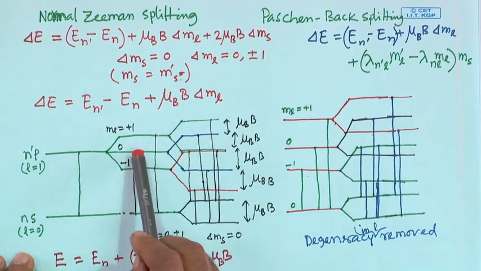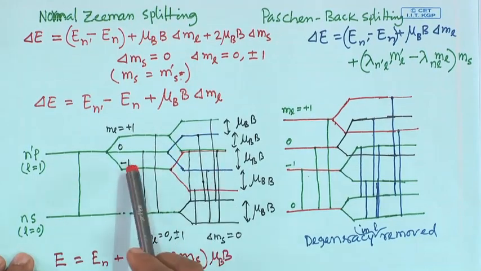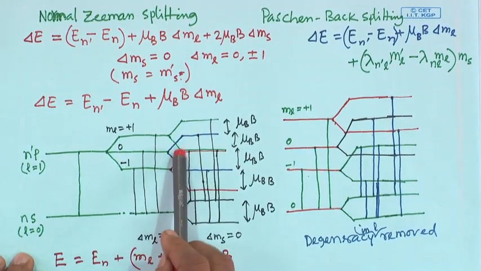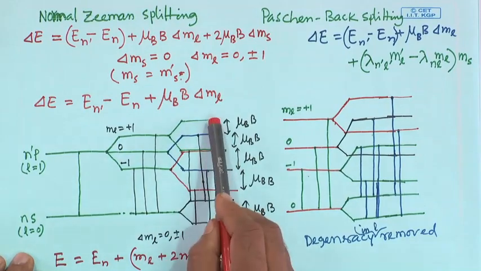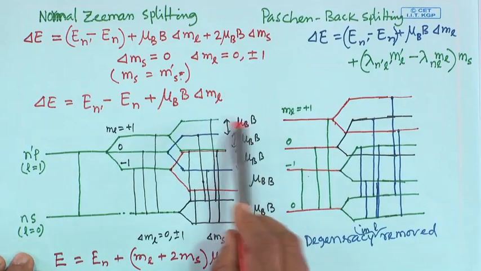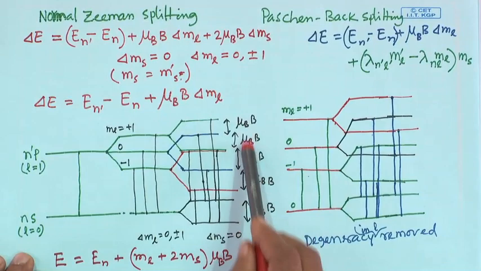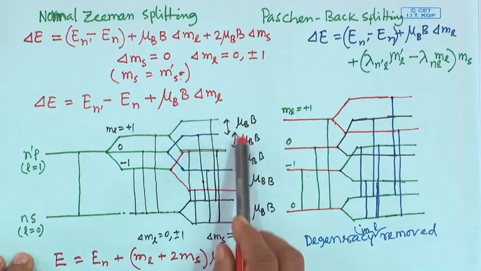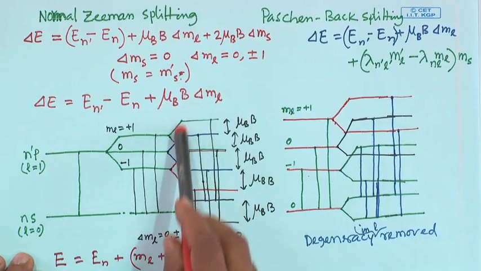Okay. Similarly, for each case, plus mu v and minus mu v from the original energy, and for this also plus mu v and minus mu v. So, the energy separation here is basically mu v b between the successive energy levels. These are all the energy separations. That is why I told you that this energy splitting has symmetry.